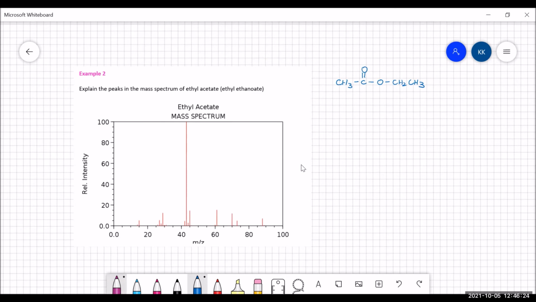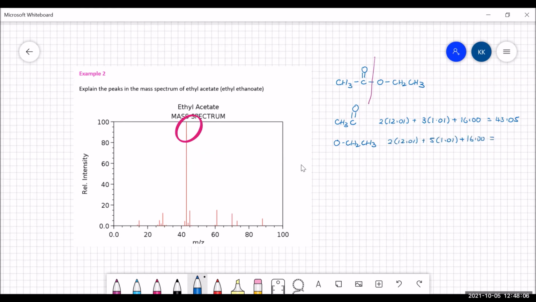Let's try and fragment this either side of the carbonyl carbon. Let's try fragmenting it here first. What will we get? The first fragment has 2 carbons, 3 hydrogens and an oxygen. This is going to give us 43.05. Can we find that peak? Here we have, that's a very large peak. The second fragment, 2 carbons, 5 hydrogens and an oxygen. That's going to give us 45.07. Here we see that peak.